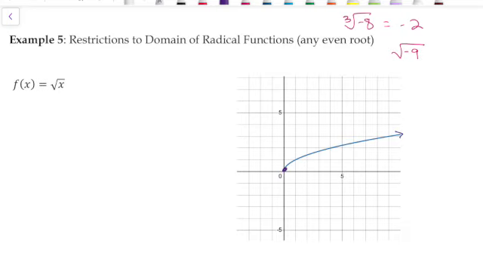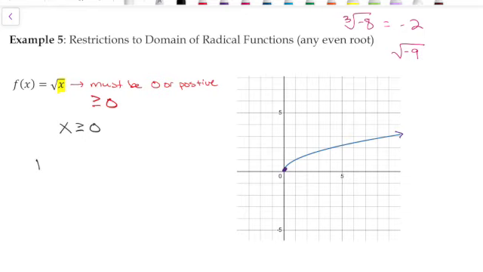But let's do it algebraically as well. So we know that what's under here must be 0 or positive. So how do we write that must be 0 or positive in math speak? Well, we can say greater than or equal to 0. Greater than 0 is positive, equal to 0 is equal to 0, right? So we can say x is greater than or equal to 0. And that's in inequality notation.